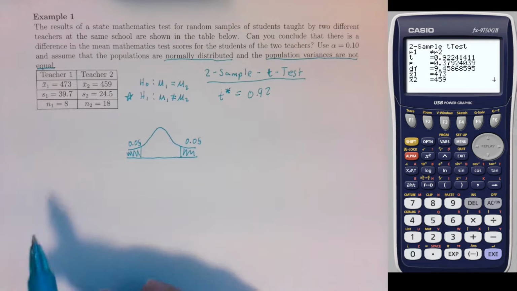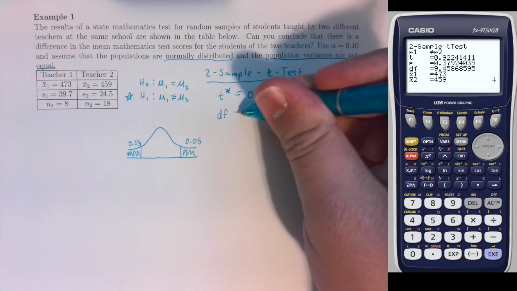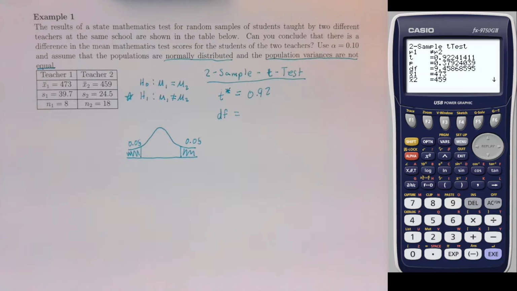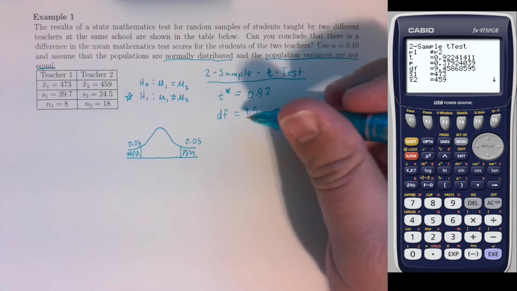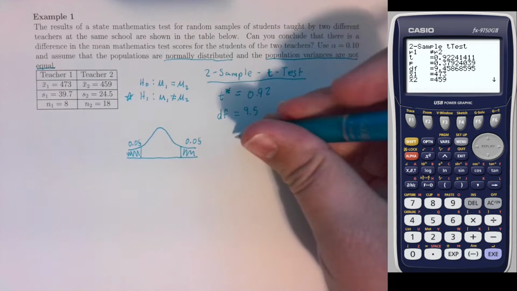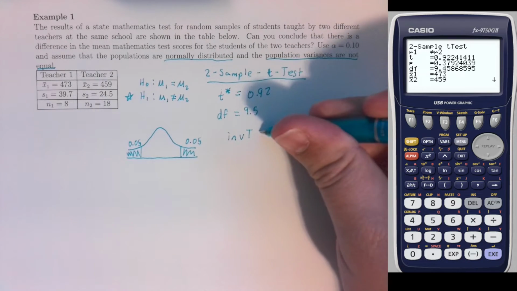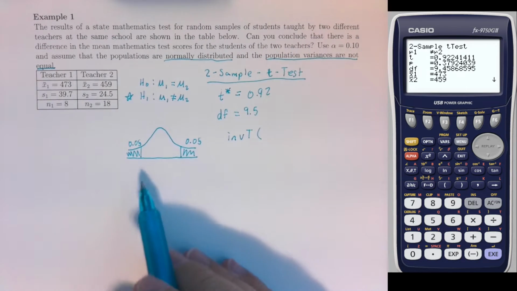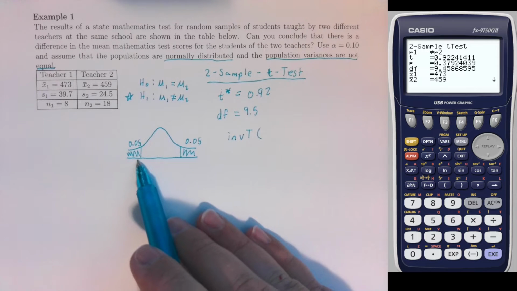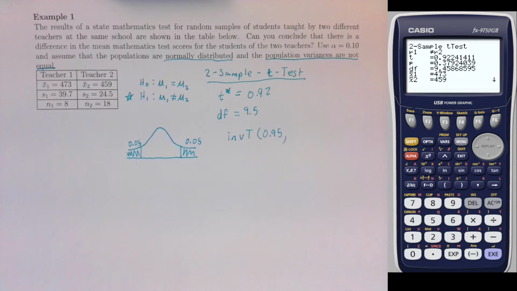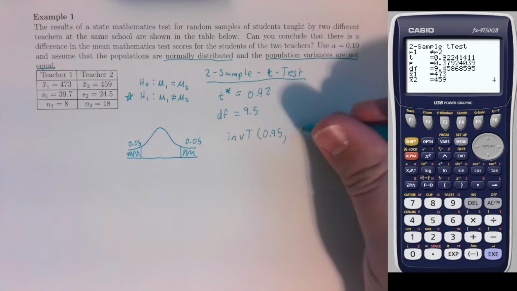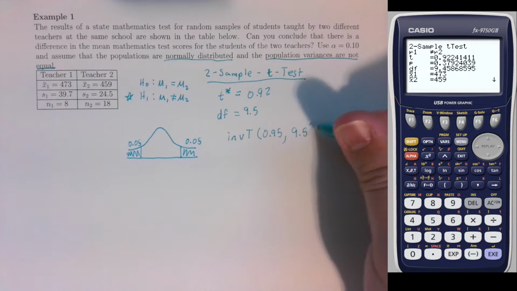In order to find the critical values, though, I do need the degrees of freedom. And remember, for a two-sample t-test, the degrees of freedom is more complicated, but the calculator gives it to us. It's approximately 9.5. So now I'm going to calculate this critical value first. So that'll be inverse t. Need the area to the right for a Casio calculator. So the area to the right is 0.95. If you're using a TI calculator, you still need the area to the left. And then we need the degrees of freedom.